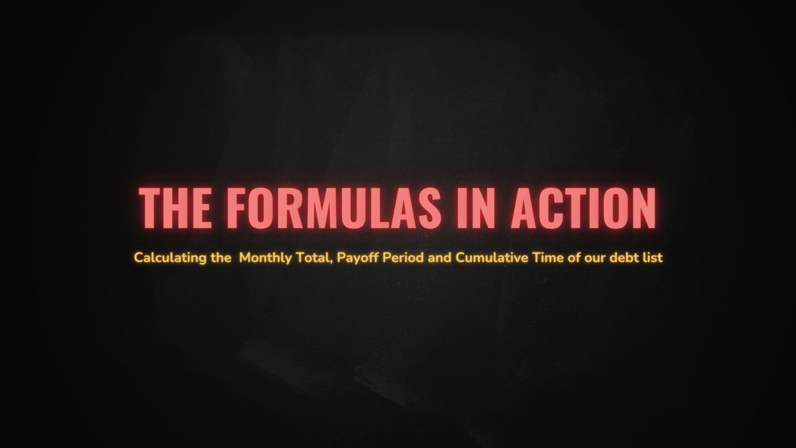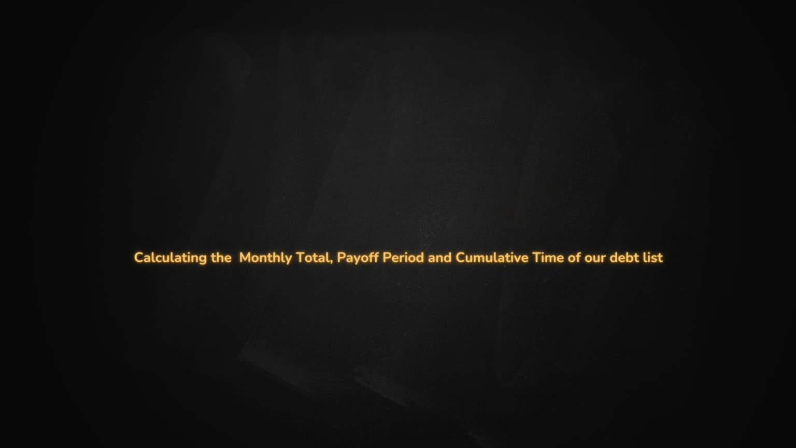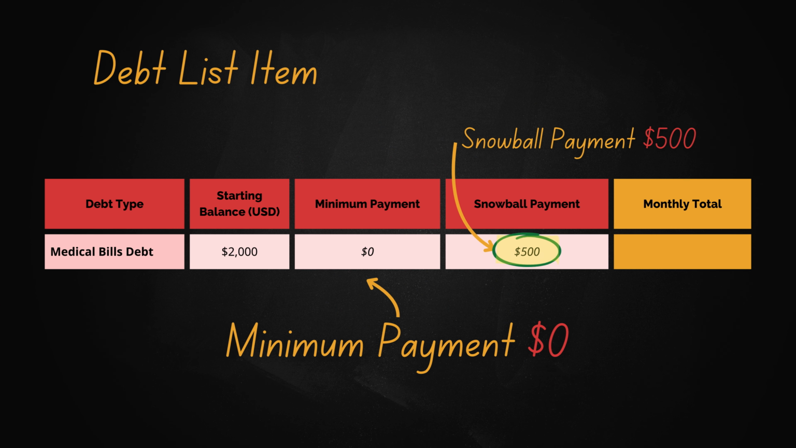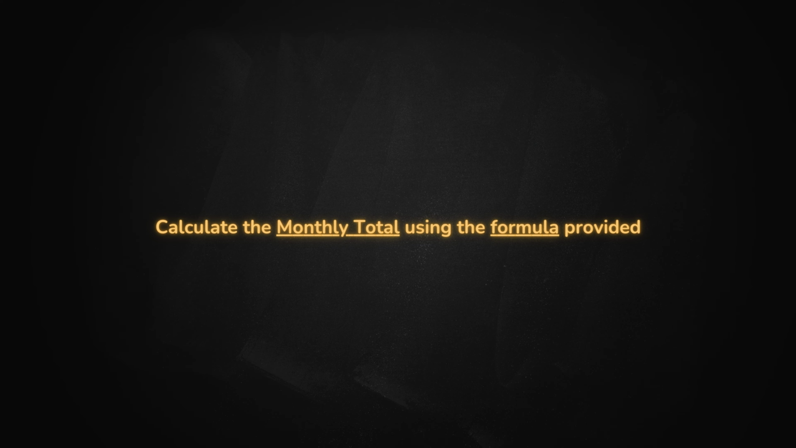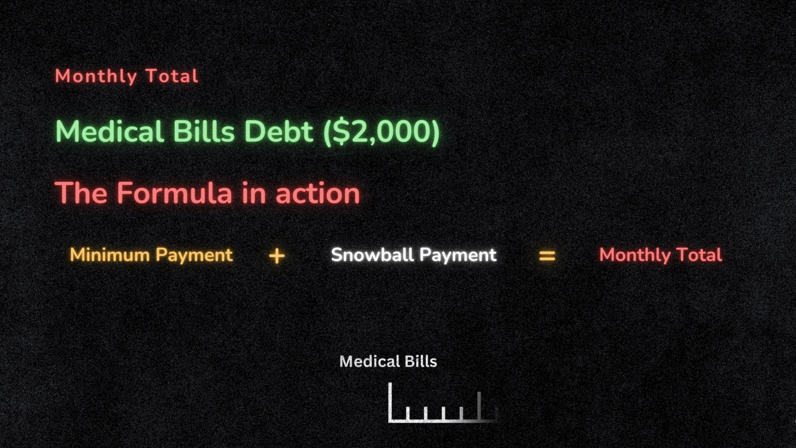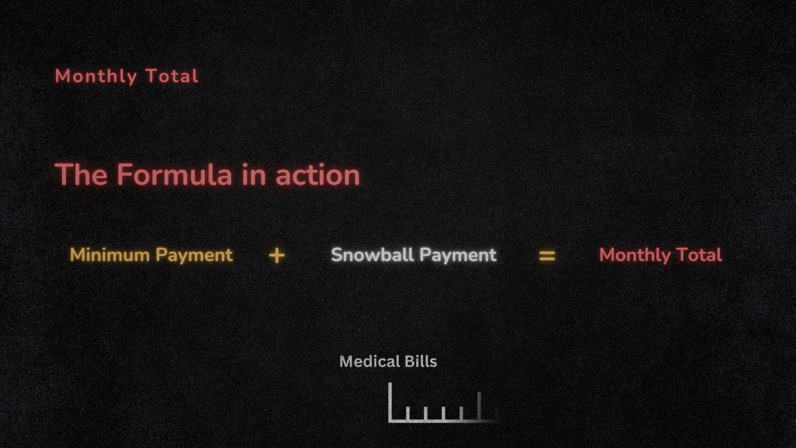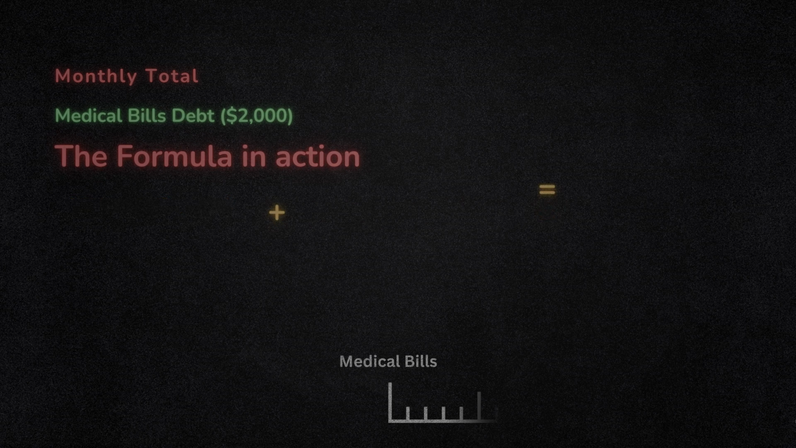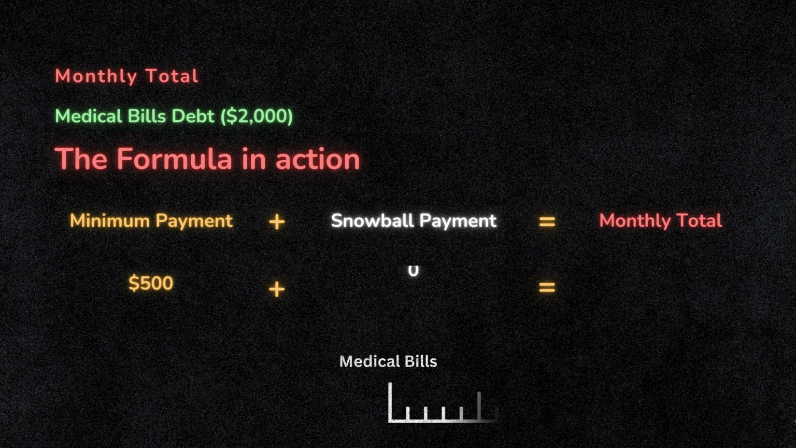The formulas in action. Calculating the monthly total, payoff period, and cumulative time of our debt list. Calculate the monthly total using the formula provided. Add the minimum payment to the snowball payment for the monthly total. The calculated monthly total is displayed in the corresponding column of our debt table.